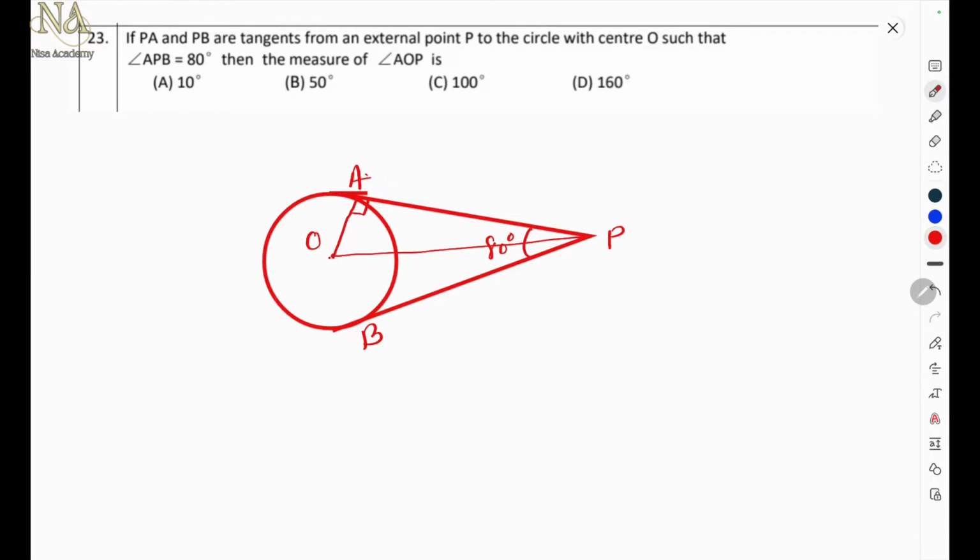One of the ways is to join OB, so it will be a quadrilateral, and the sum of the interior angles of a quadrilateral is 360 degrees, right? So this is 80, 90, 90. You can find AOB and just make it half. So that is the answer.